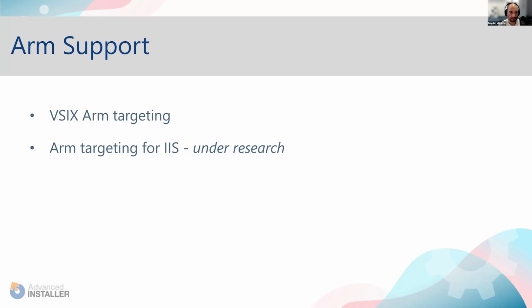So we've released support for targeting v6 packages on ARM. So if you're building Visual Studio extensions, this should be available right now in the latest version of Advanced Installer. And our IIS support is now under research and testing for the various capabilities and options to see how all of them work after we compiled our IIS implementation for ARM devices.